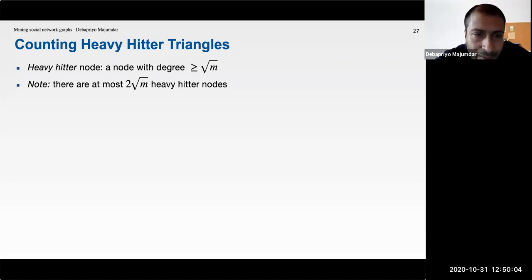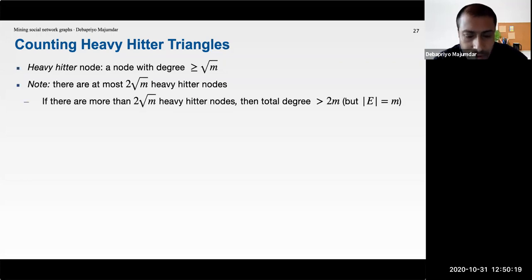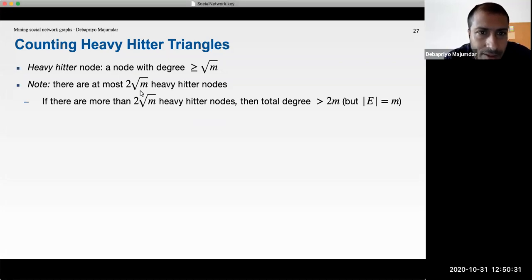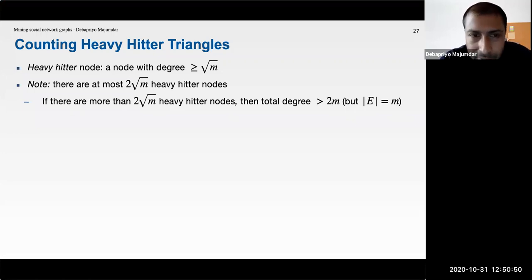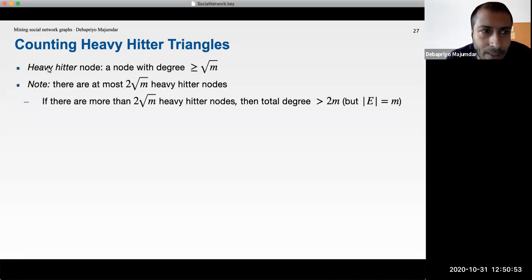Now note that there can be at most 2 times square root of m heavy hitter nodes. Why? Because each such heavy hitter node has degree at least square root of m, and if there are more than 2 square root of m of them, then the sum of the degrees of heavy hitter nodes is going to be greater than 2m. But we know that our number of edges is m, so our total sum of the degrees cannot be more than 2m. The total sum of the degree is 2m. So the number of heavy hitter nodes is at most 2 square root of m.